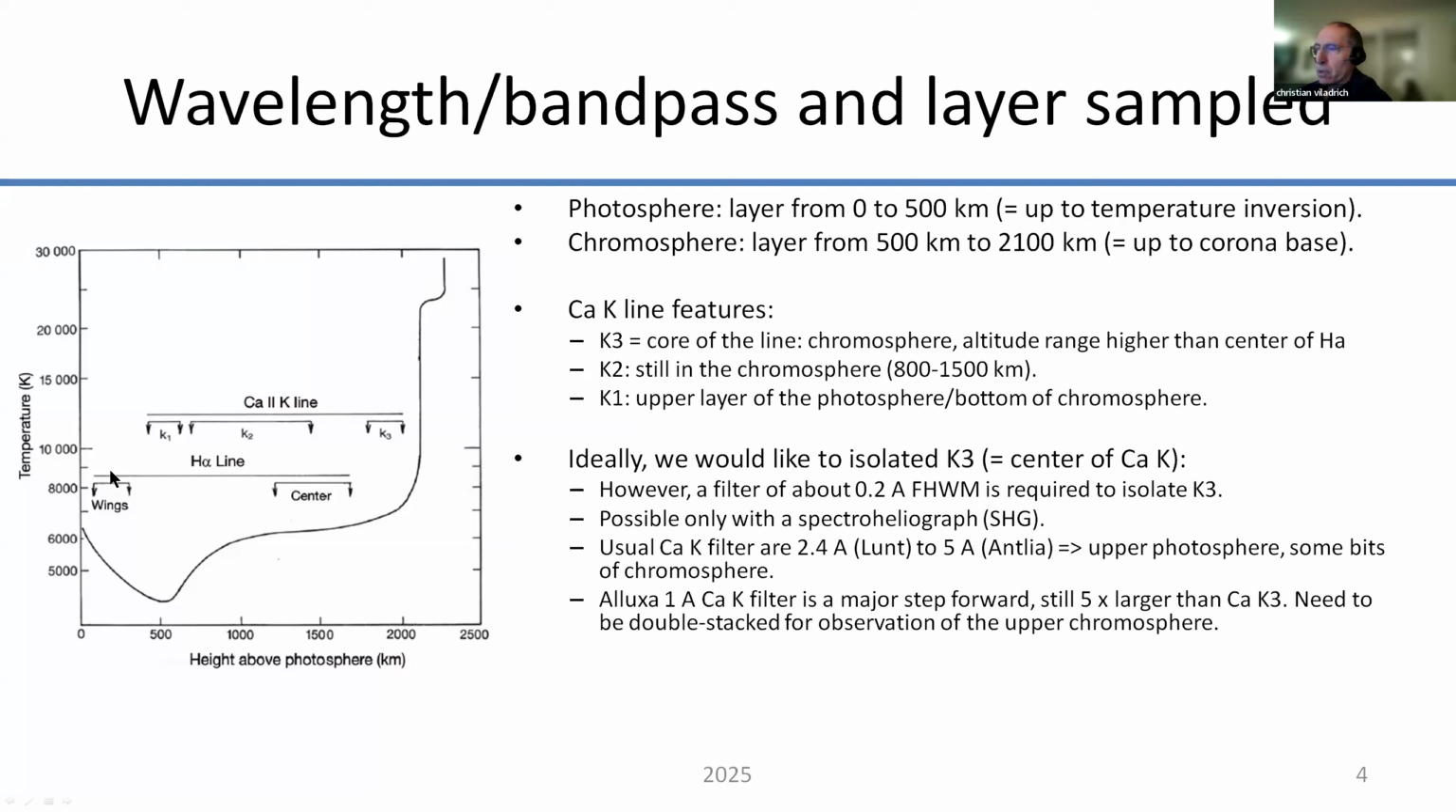If we take the classic H-alpha line, if we look at the very center of the H-alpha line, we are in the chromosphere, about 1,500 kilometers above the photosphere. If we look in the wings of H-alpha, so not right in the center but away from it, in fact we look at the upper part of the photosphere. This is where we see the Ellerman bumps.